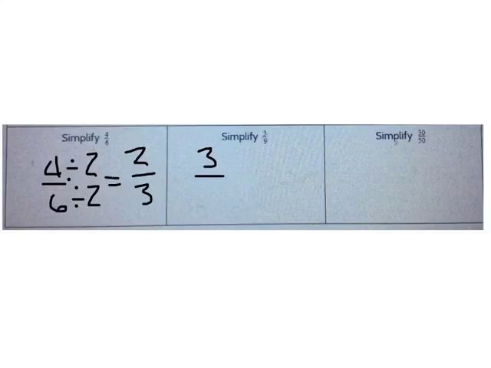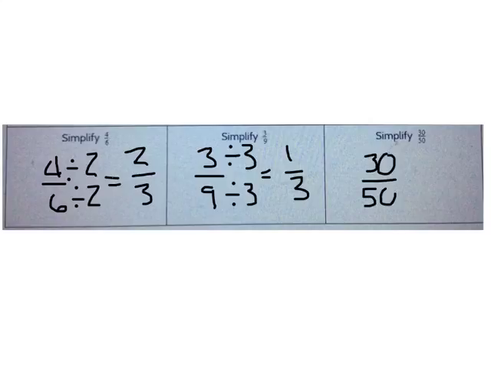Now I can simplify 3/9. What's the largest number that I can divide both 3 and 9 by? What's the greatest common factor? It's 3. When I divide both by 3, what's my fraction written in simplest form? It's 1/3. Now I can simplify 30 over 50. What's the greatest common factor of 30 and 50? It's 10. When I divide both by 10, what's my new fraction written in simplest form? It's 3/5.